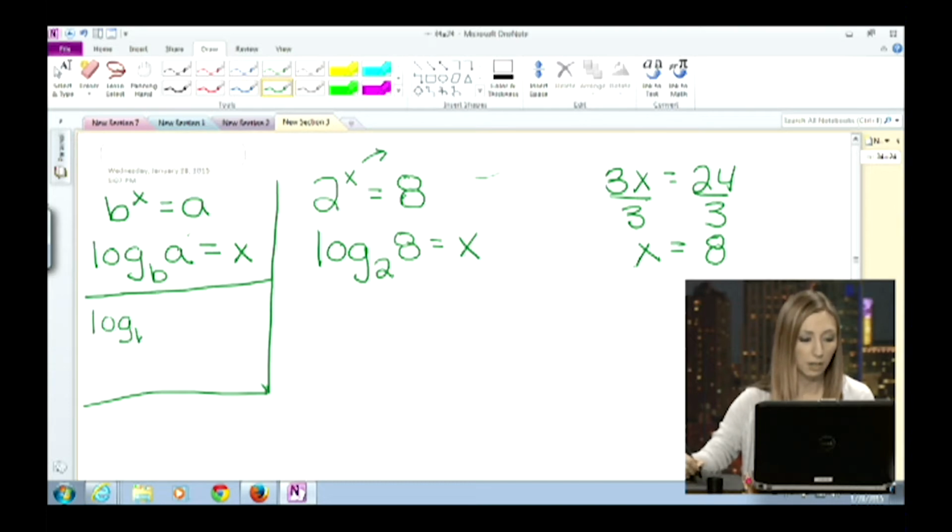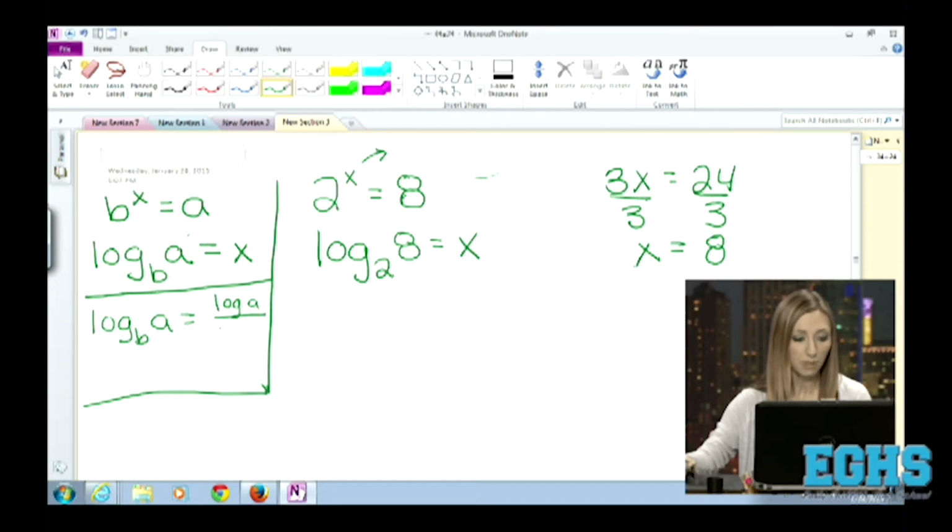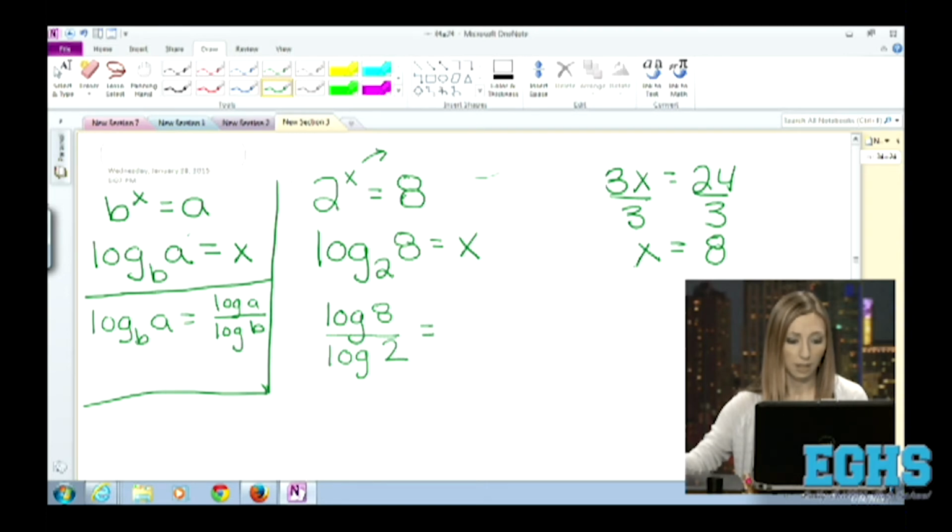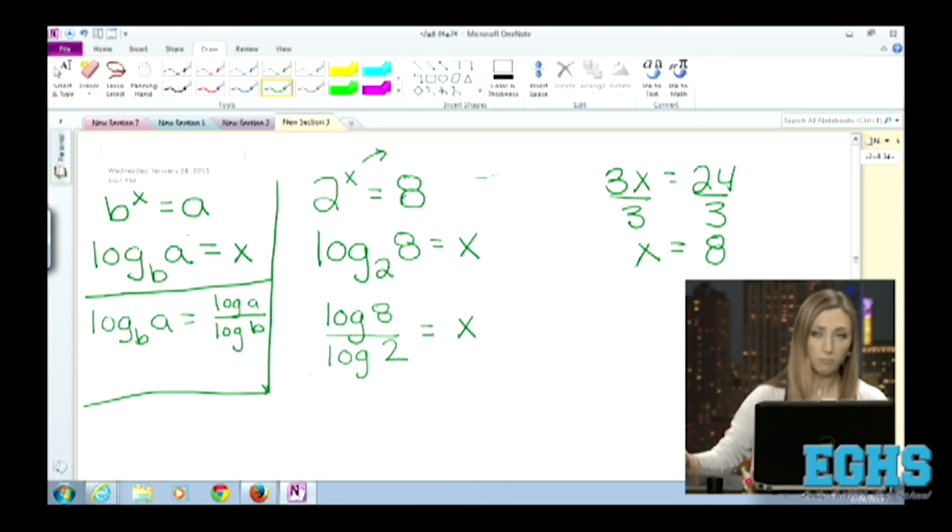So I'm writing on the left-hand side the change of base formula. If you have a log with base b of a, then you would rewrite that as log of a divided by log of b. And that's the way that you can type that into your calculator to find out what it is. So this logarithm that I'm solving, I could rewrite as log of 8 divided by log of 2. And you can type that in on your calculator using the log button if you've got a graphing calculator.